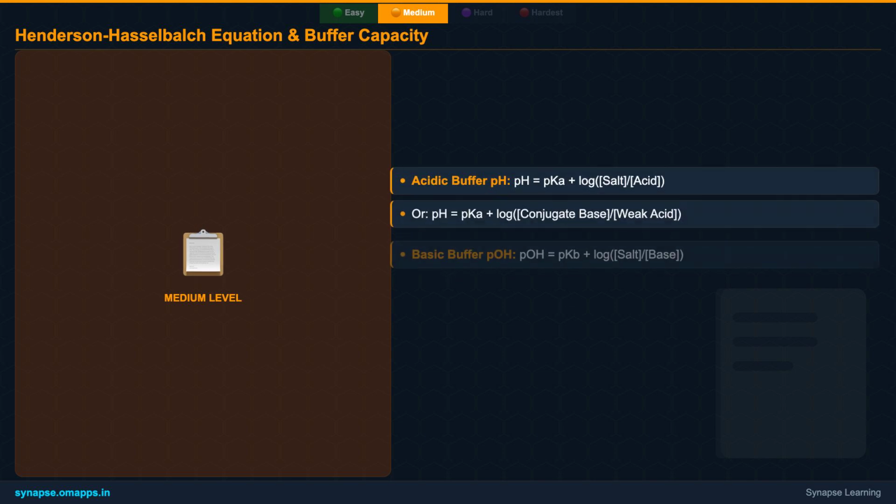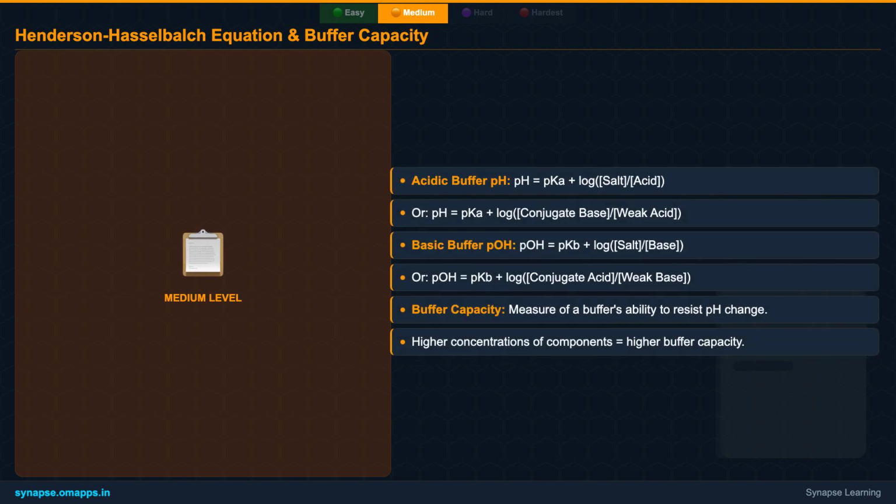Next, we introduce the cornerstone of buffer calculations, the Henderson-Hasselbalch equation. This powerful formula allows us to calculate the pH of an acidic buffer using its pKa and the ratio of the conjugate base to the weak acid. Similarly, we'll learn how to calculate pOH for basic buffers. We'll also define buffer capacity, a crucial concept that tells us how much acid or base a buffer can handle before its pH changes significantly. A higher concentration of buffer components means a greater capacity.